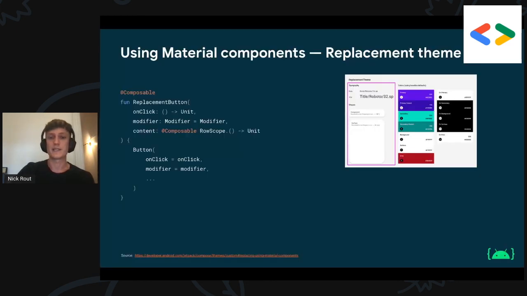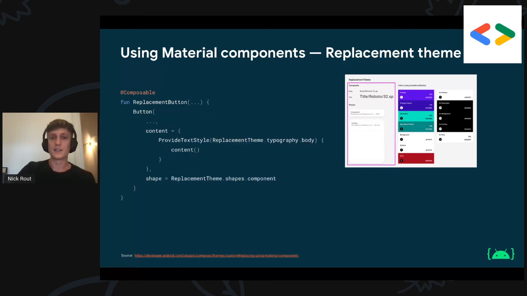Again, we do this basic setup of having these standard parameters and then passing those through to the button. You'll notice here that we don't pass through the content, and that's for a good reason. Because our content is where text styles tend to be used, we need to wrap our content in another function that provides our replacement theme's typography to any label, which would be in the form of a text composable within it.